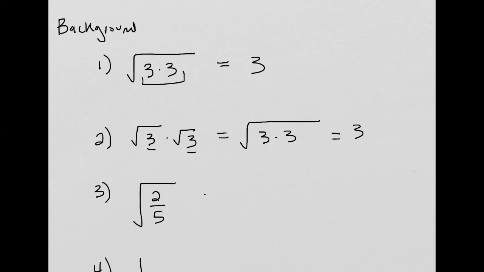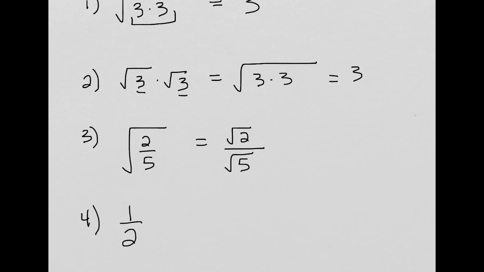The third thing I want to review is what if you have the square root of a fraction? Well, just like we saw in number 2, whenever I have separate square roots and I'm multiplying, I can combine them into one big square root. Same idea here, but in reverse. So if I have one big square root, I can separate that into 2 separate square roots.